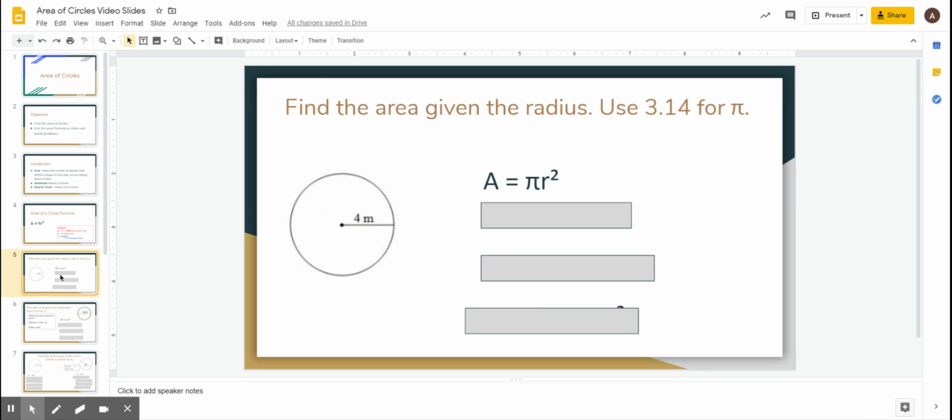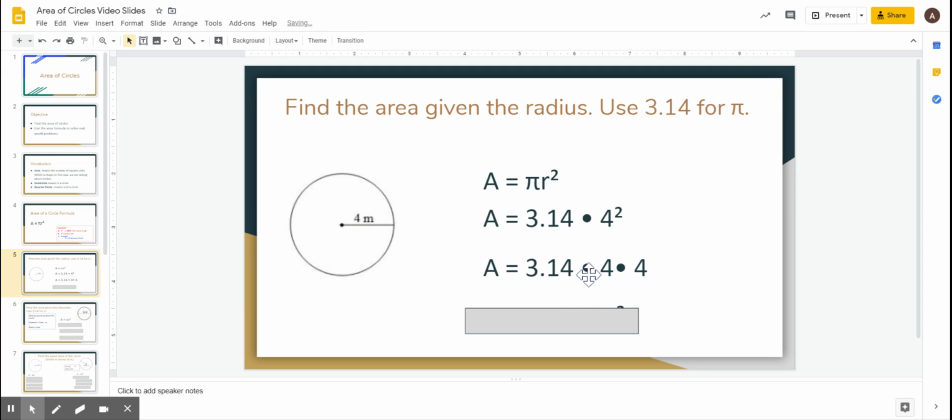Alright, so it says find the area given the radius, use 3.14 for pi. So, we're given the radius of 4, we have our area formula at the top, and let's substitute the radius in for 4. So area equals 3.14 times 4 squared. I'm going to expand this 4 squared so that it is 4 times 4. Alright, so 3.14 times 4 times 4 gets you 50.24 meters squared.